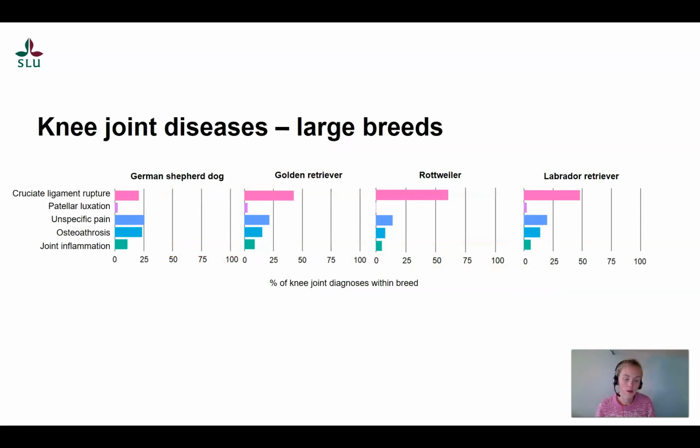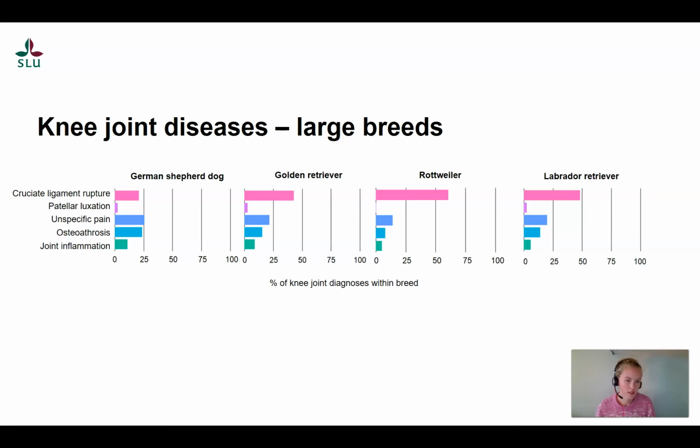So here are some common dog breeds, and some common large dog breeds. We have the German Shepherd dog, the Golden Retriever, the Rottweiler, and the Labrador Retriever. And we will go through the distribution of the different knee joint diseases in these breeds. In the top bar you can see cruciate ligament rupture, which was really common in these large breeds. It was the most common knee joint diagnosis in all of these breeds except for the German Shepherd dog.